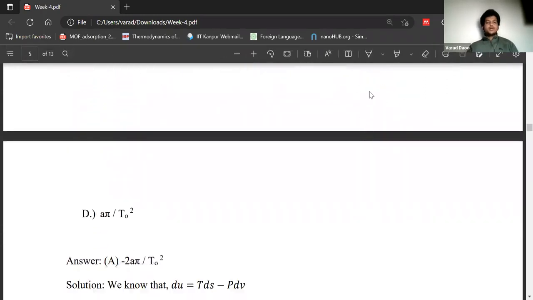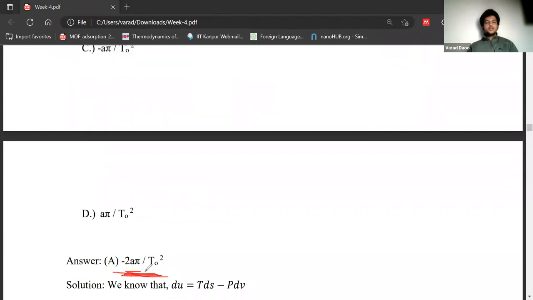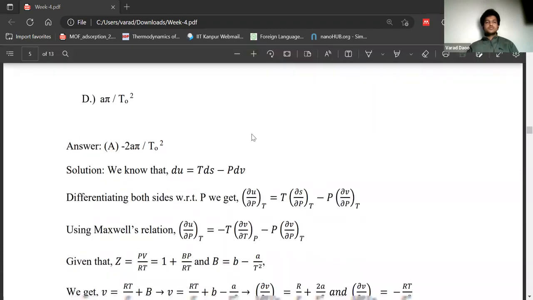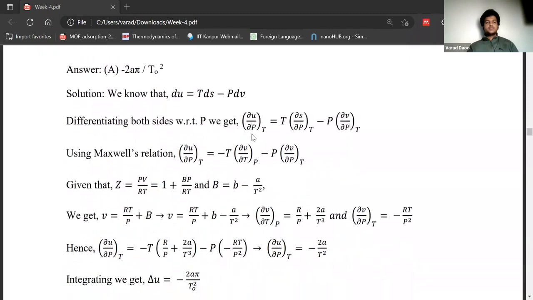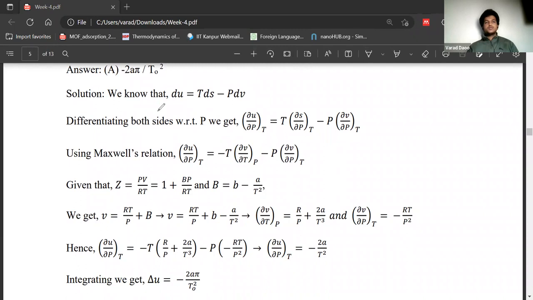So the correct answer is option A. This is the correct answer. Anybody got it? So nobody got it. Don't be disappointed. It's a bit harder, the question is slightly difficult. So we'll start with the solution.